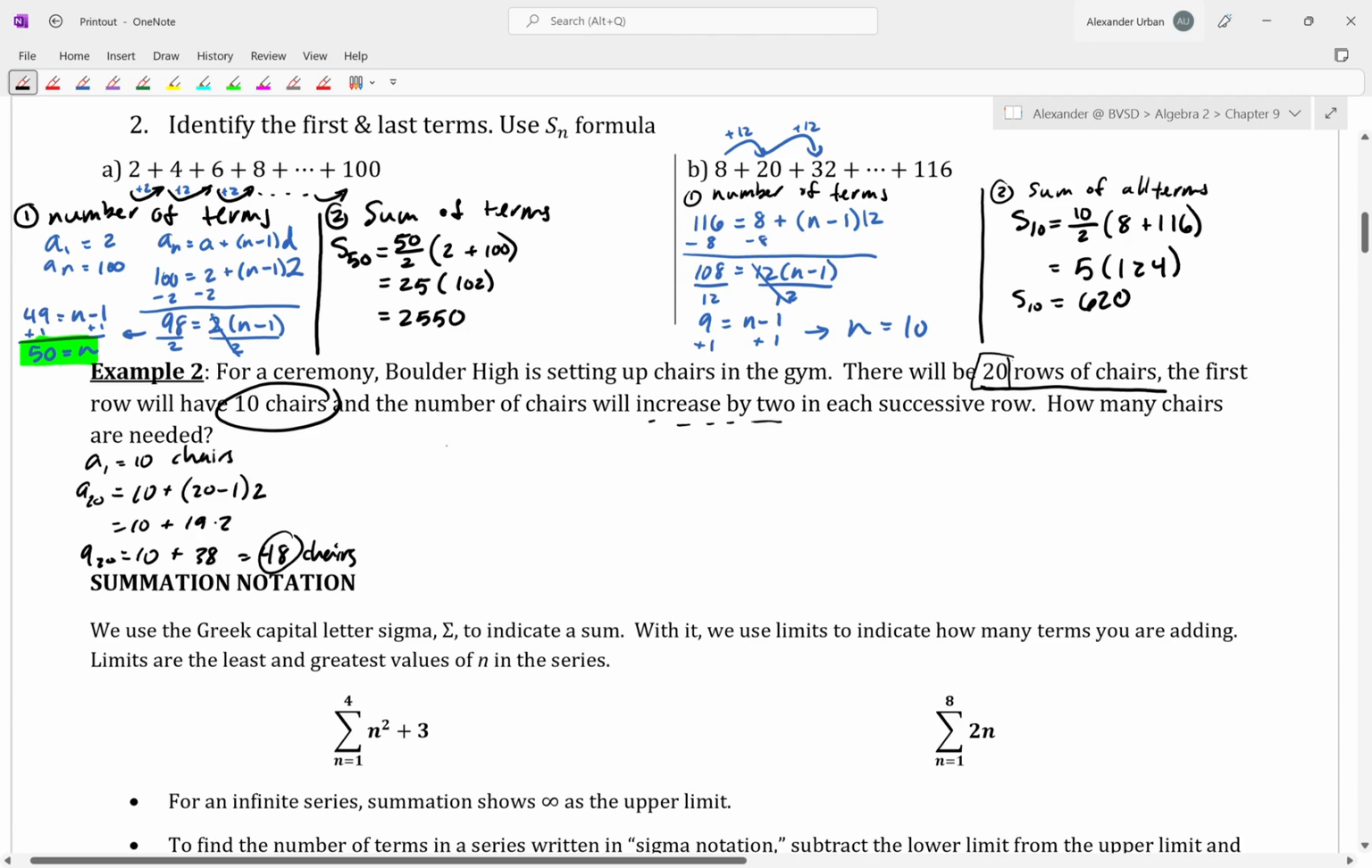So now the sum of all 20 rows will be equal to half of 20 times 10 plus 48. In this case, half of 20 is 10. 10 plus 48 is 58. So now the amount of chairs that we have in this ceremony is 580 chairs.